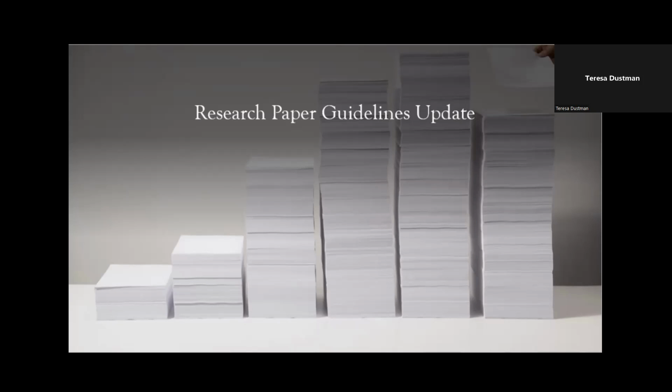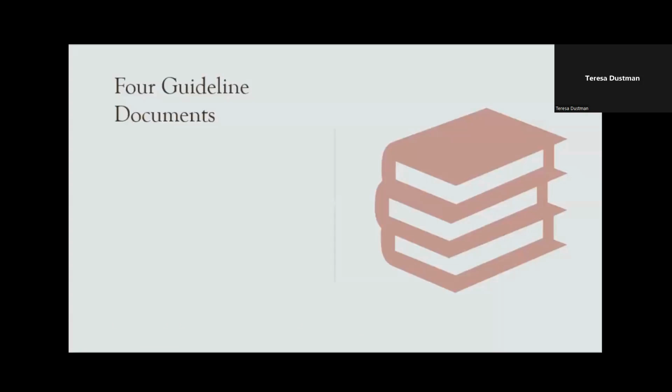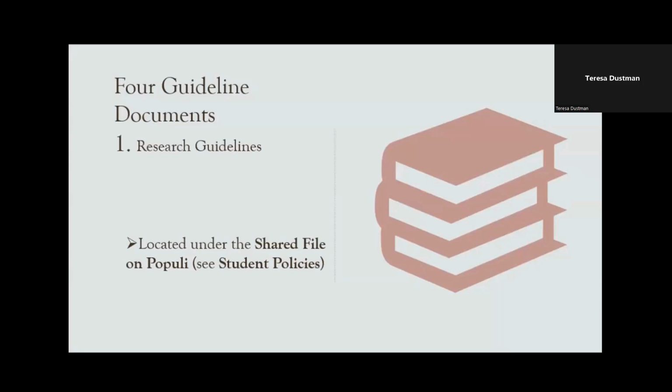All right, so we're going to start with basically just the guidelines. We originally had just one research paper guideline document, if you remember. So what we did this summer was divide those up. These are going to be under the shared files on Populi. I'll show you how to find them in a second here. But we've divided that document up into 4.